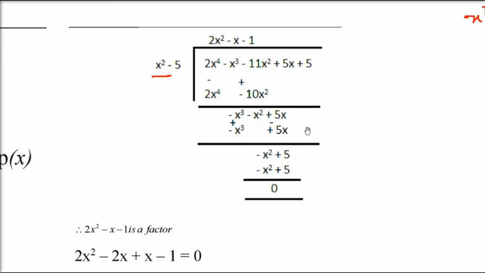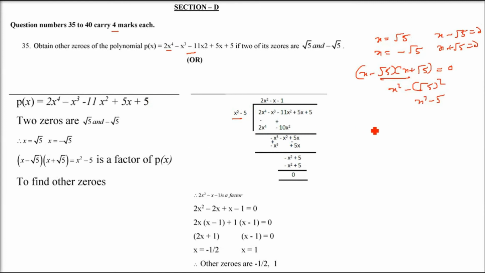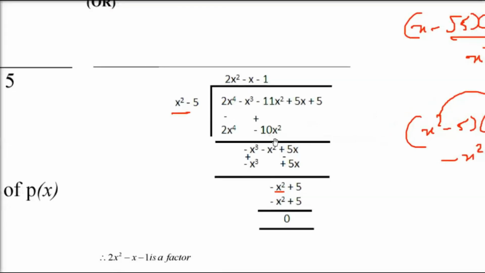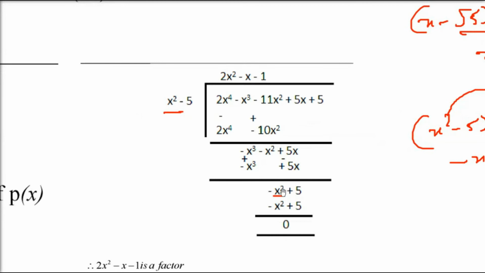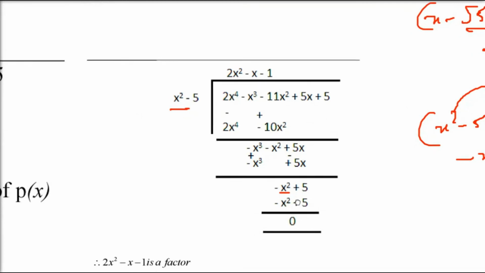So minus x square plus 5 it will be. Now you need this one, minus x square plus 5. What I am trying to suggest is that when you multiply x square minus 5, you need minus x square, so you need to multiply it with minus 1. So what do you get? Minus x square plus 5. Okay, so this now you can bring down and subtract, and you will get a 0. See here, you can just subtract these two and you will get a 0.